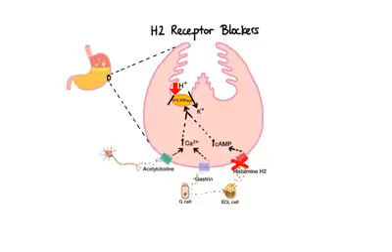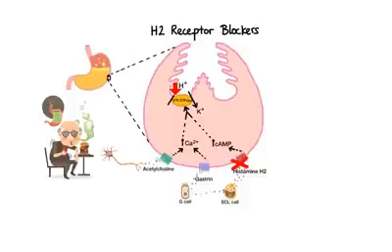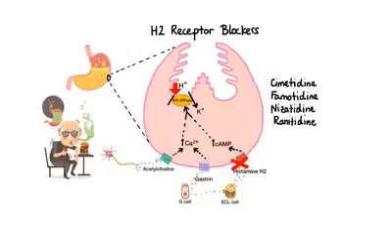So H2 receptor antagonists selectively block H2 receptor sites, thus effectively reducing the secretion of gastric acid. This makes them useful in treatment of gastric ulcers and gastroesophageal reflux disease. Examples of H2 receptor antagonists include cimetidine, famotidine, nizatidine, and ranitidine.